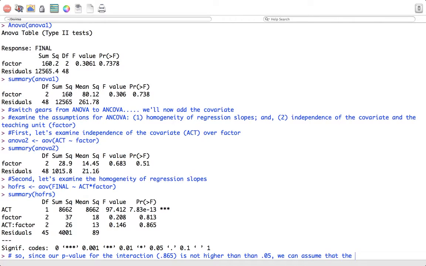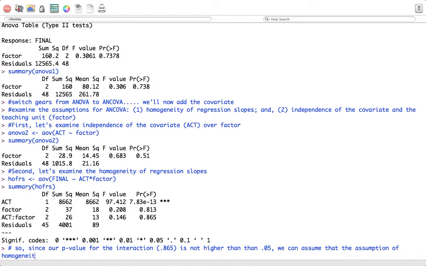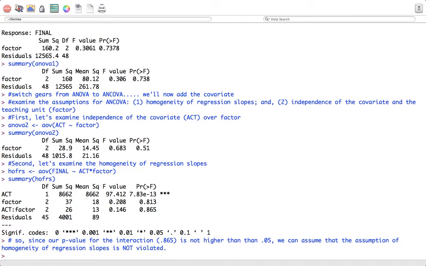that the assumption of homogeneity of regression slopes is not violated. All right, gang, so it's all looking good for us to proceed with the ANCOVA.